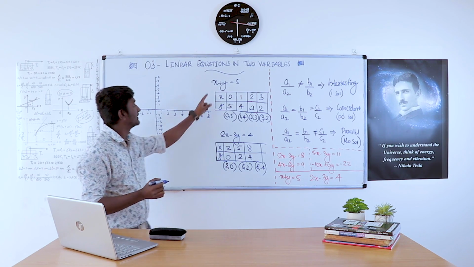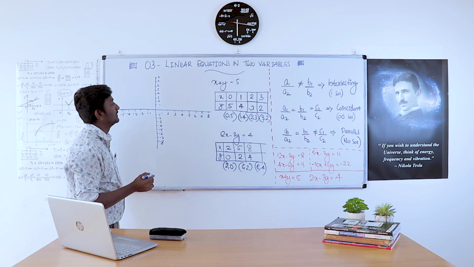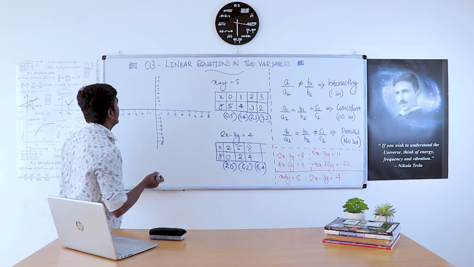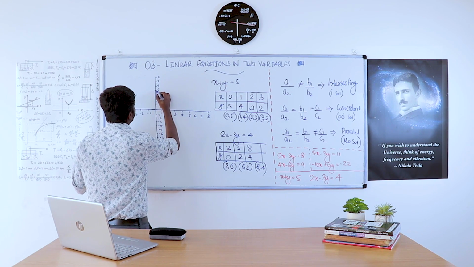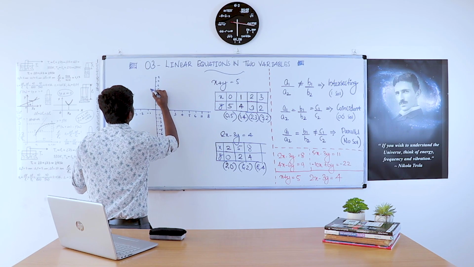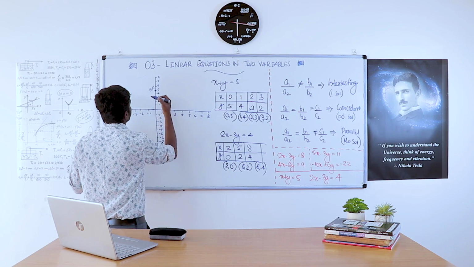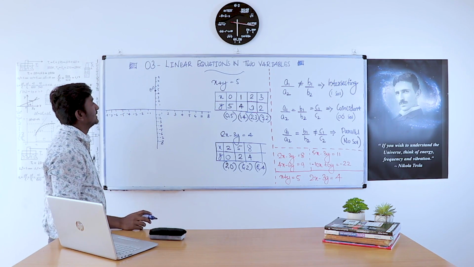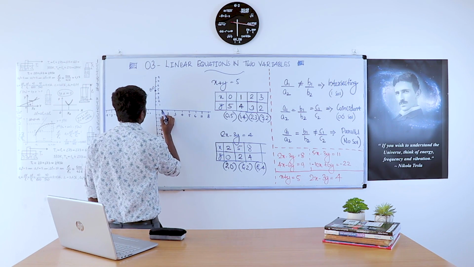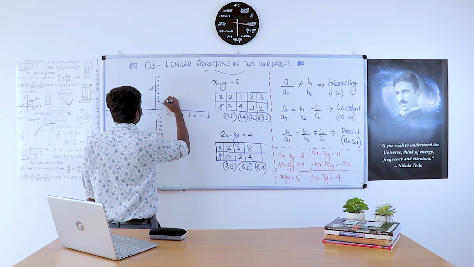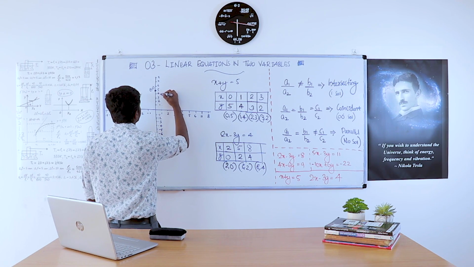Now plot the graph. First I am going to plot x plus y is equal to 5. First coordinate is 0, 5. X 0 and y 5. This is the point. 0, 5. Okay. The next is 1, 4. X1, y4. This is the point.